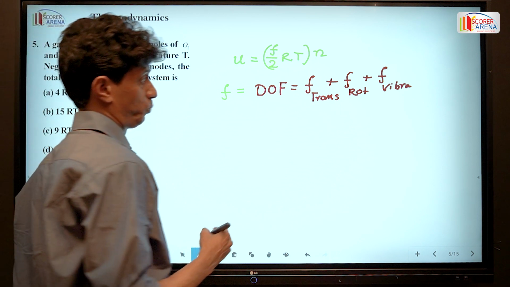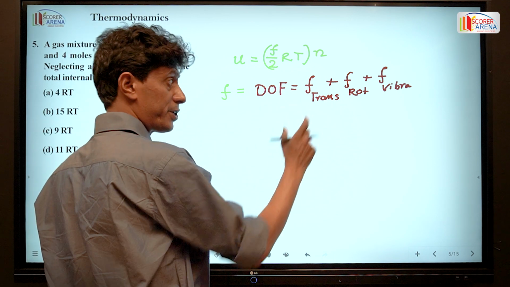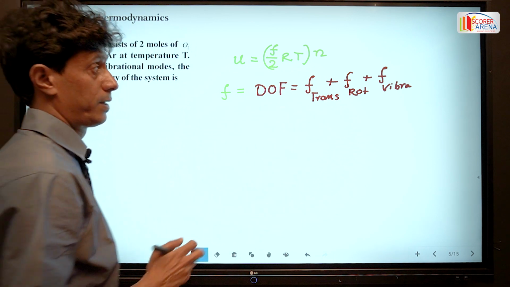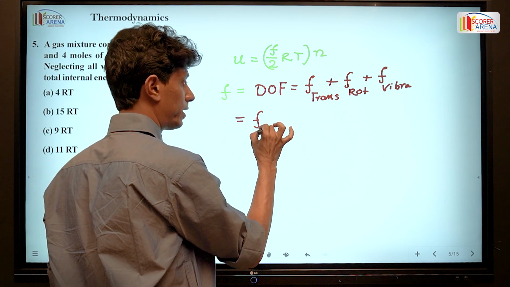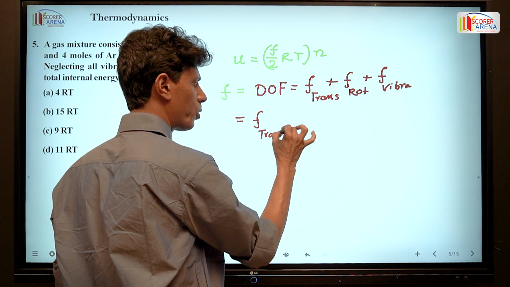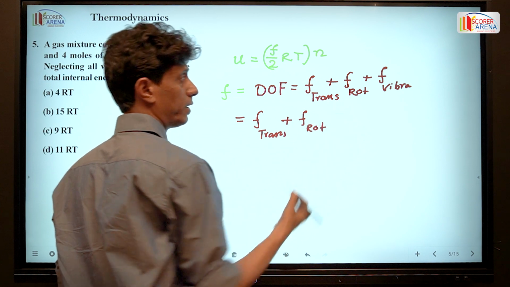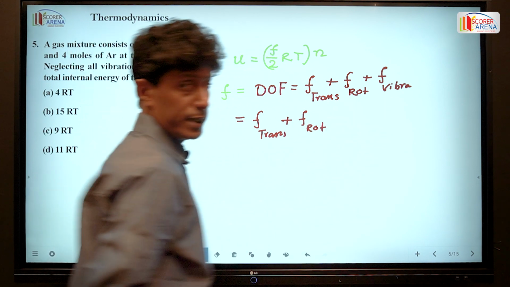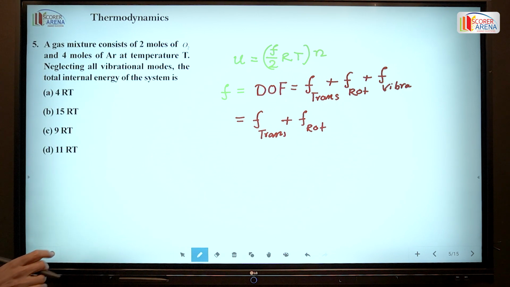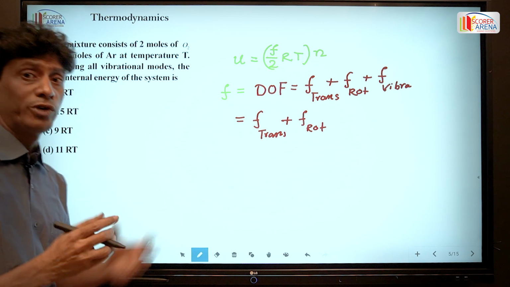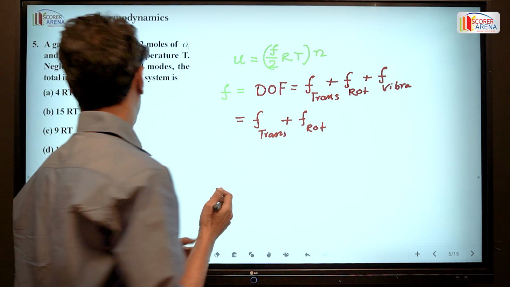Normally at room temperature we do not consider the vibrational modes of energy. So here the degree of freedom only considers the translational kinetic energy plus rotational kinetic energy, and as per the question, we neglect all vibrational modes. The energy due to the vibration of the molecules is basically found at high temperature.